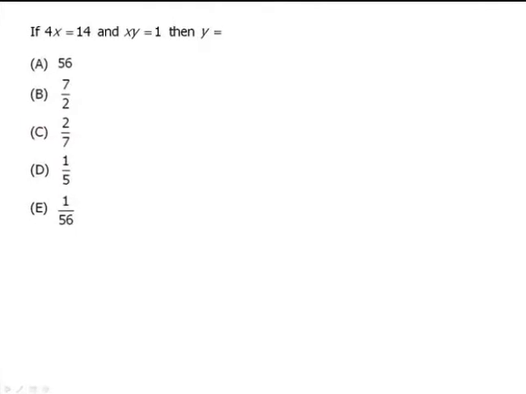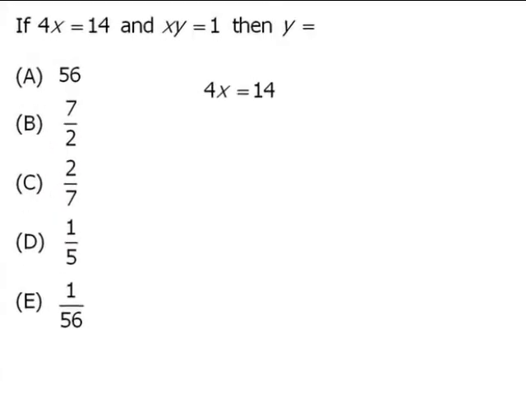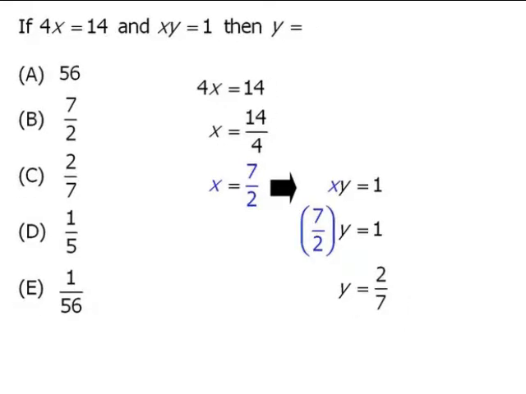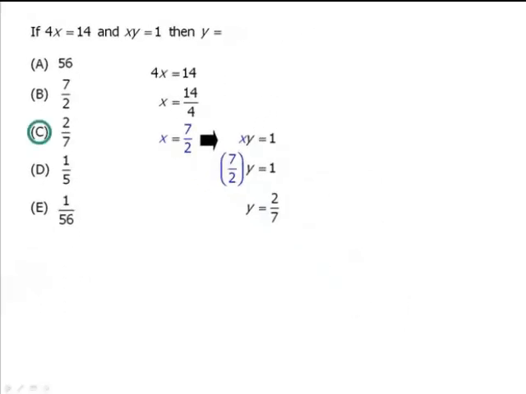Alright, let's begin by solving our first equation for x. We'll do this by dividing both sides by 4, and now we can simplify our fraction to be x equals 7/2. Now that we know the value of x, we'll take our second equation and replace x with 7/2. To solve this equation for y, we'll multiply both sides of our equation by 2/7 to get y equals 2/7. So our answer then is C.